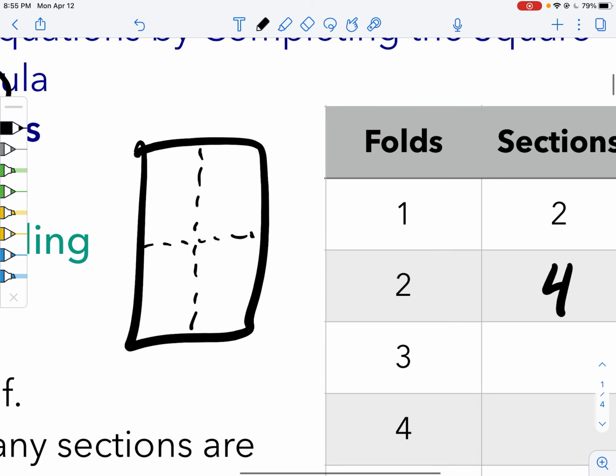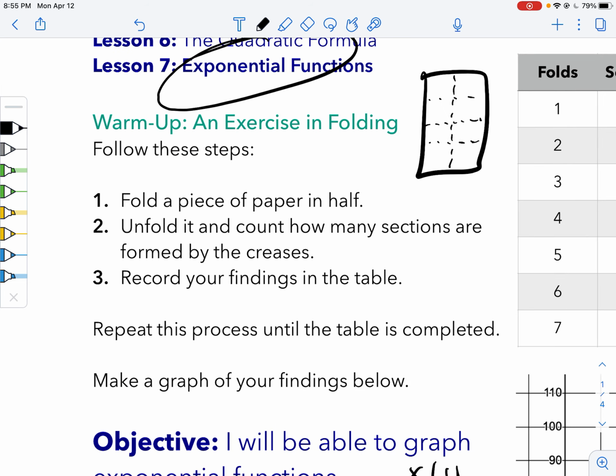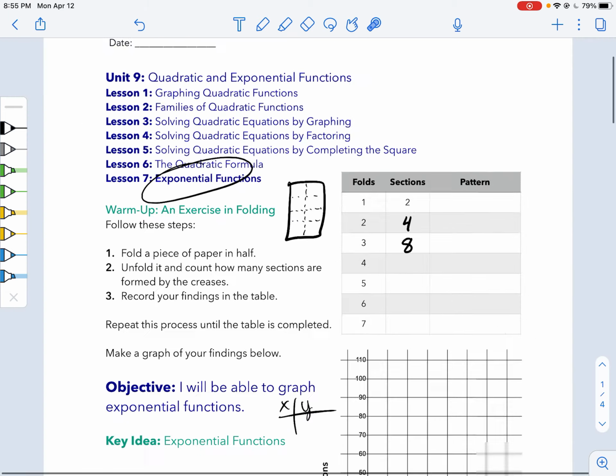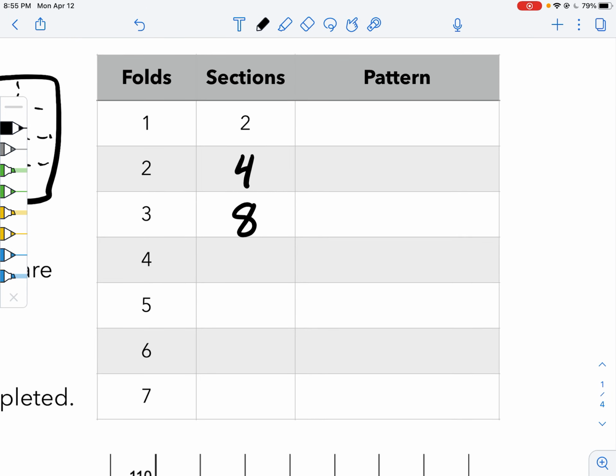And when you unfold it, you'll notice that you actually have 8 sections after the third fold. Keep doing that process, keep folding it, and see how many sections are formed by your creases, and see how many sections you can get. After your fourth fold, you have 16 sections, and then you'll have 32 after the fifth fold.